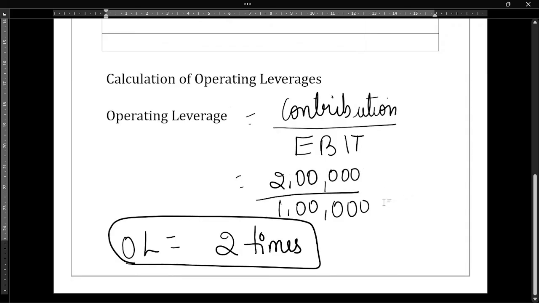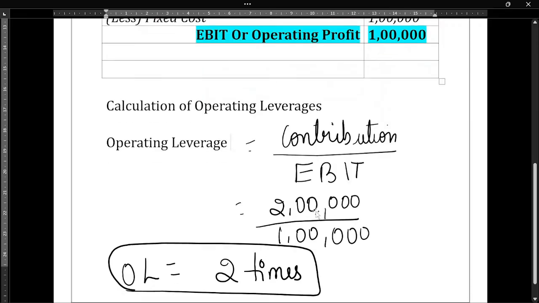Contribution is 2 lakh rupees, EBIT 1 lakh rupees. When we divide, the answer is 2. Here we are representing it in times. So answer is 2 times.